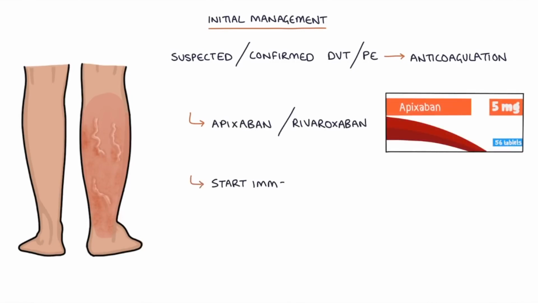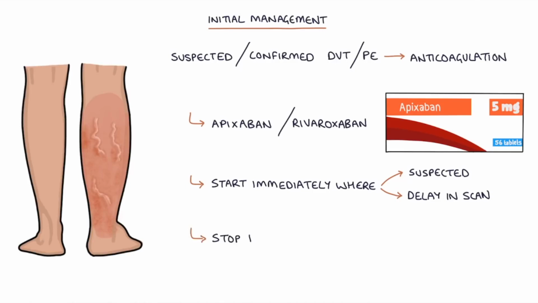This should be started immediately in patients where a DVT or a PE is suspected and there's a delay in getting the scan. So the treatment is started before the diagnosis can be confirmed on a scan. The treatment can then be stopped if the scan excludes a DVT or a PE.